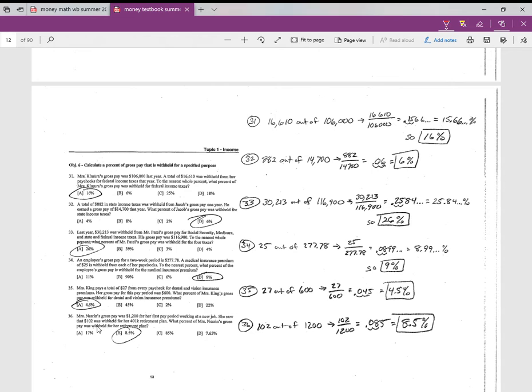Okay, we're here doing the video for objectives 6 and 7 from the money textbook. So if you don't have your money textbook, hit pause, go grab the money textbook. We're starting on page 13.